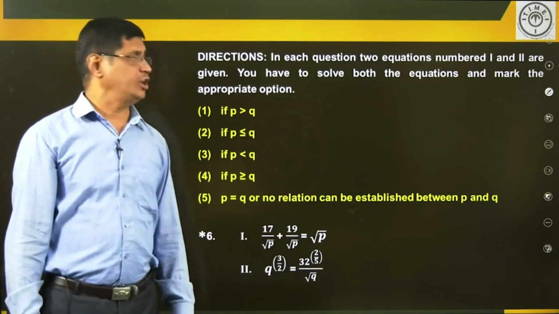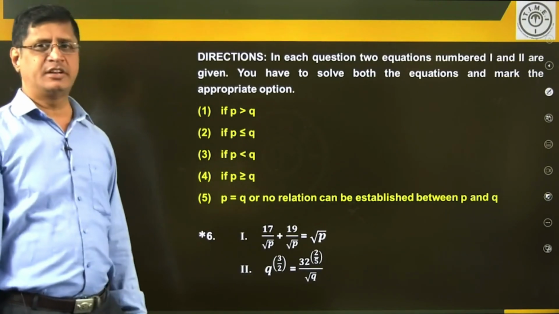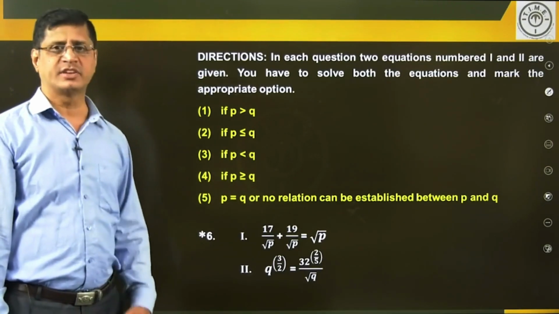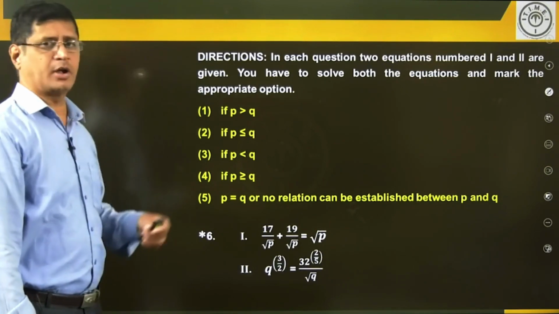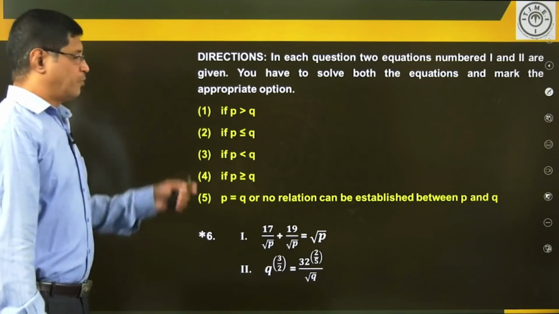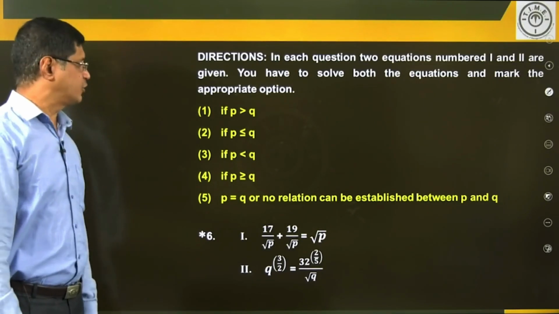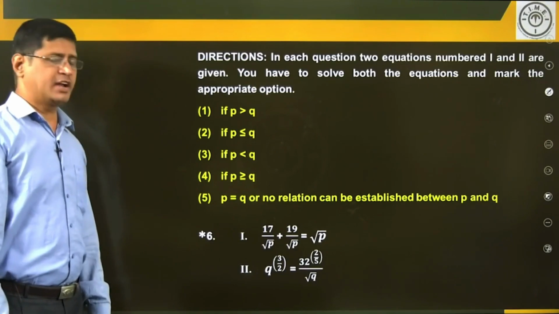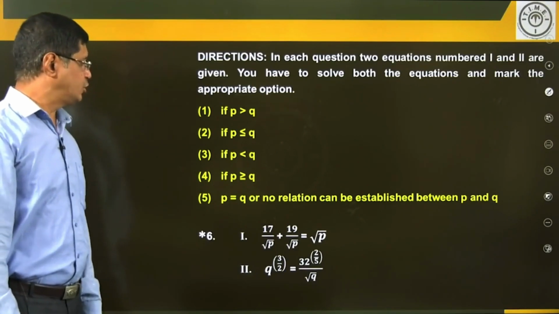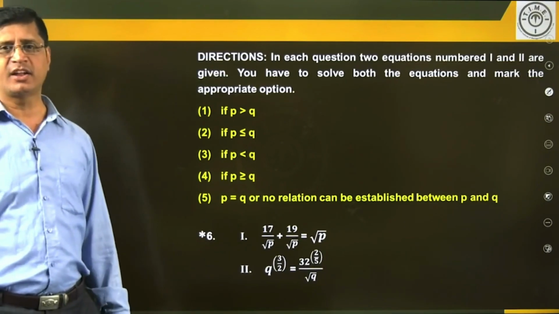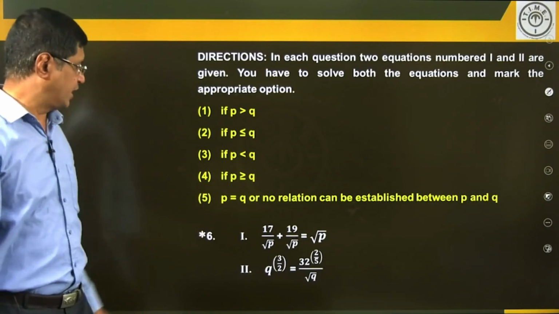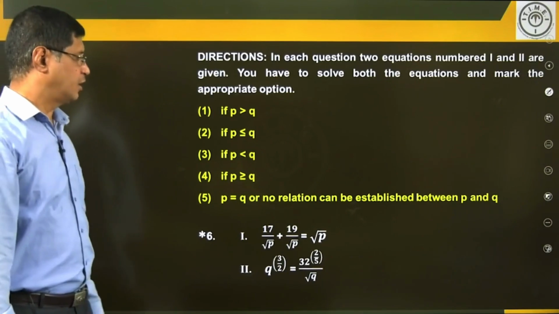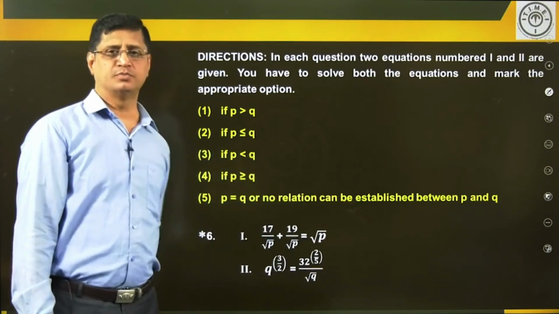Directions are given here. In each question, two equations numbered 1 and 2 are given. You have to solve both the equations and mark the appropriate option. Mark choice 1 if P is greater than Q, and choice 2 if P is less than or equal to Q. Mark choice 3 if P is less than Q. Mark choice 4 if P is greater than or equal to Q, and choice 5 if P equals Q or no relation can be established between P and Q.